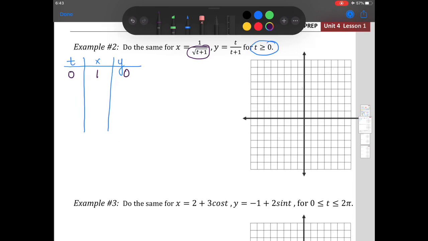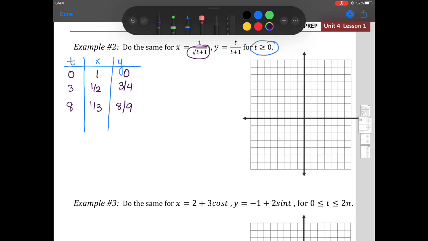So can I pick 3? 3 plus 1 is 4. 1 over the square root of 4 is 2, so it's going to be 1/2. And y would be 3 over 4. Then what's the next perfect square? 9. So pick the number one less than 9: 8. 8 plus 1 is 9. The square root of 9 is 3, so 1/3. And similarly here I will get 8 over 9.